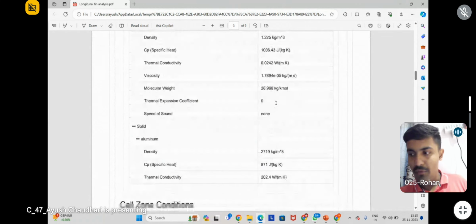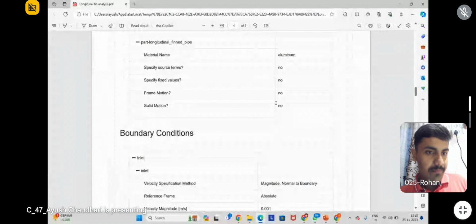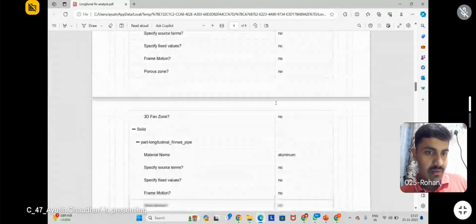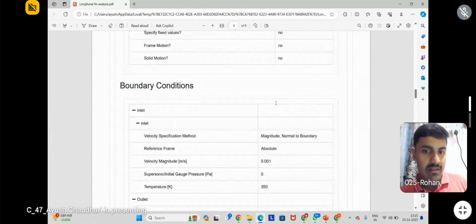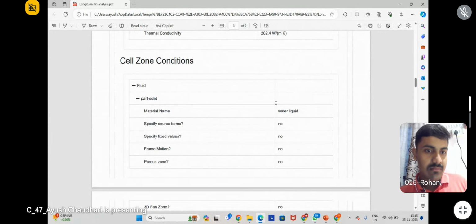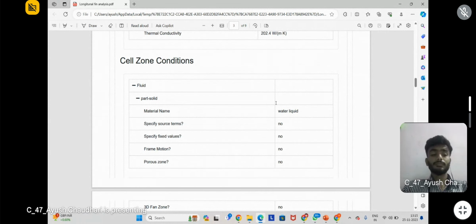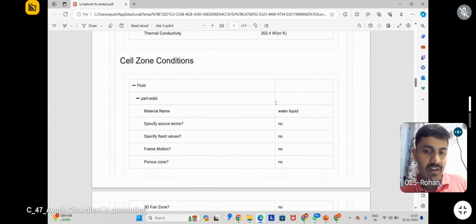So we can move further to cell. The material name was water liquid. That is, we considered it as the refrigerant for our purpose in the refrigeration cycle. So we will move further.